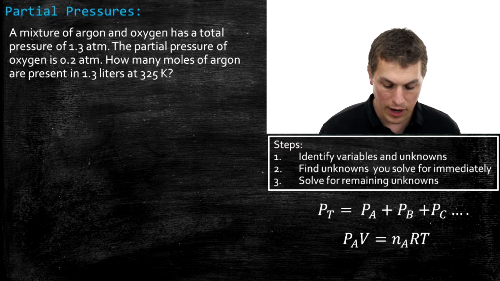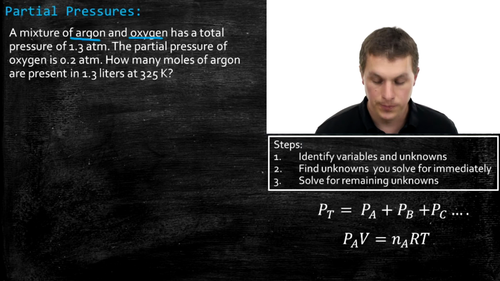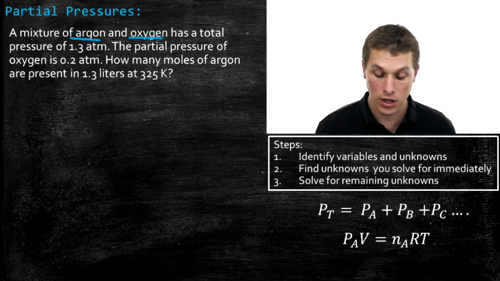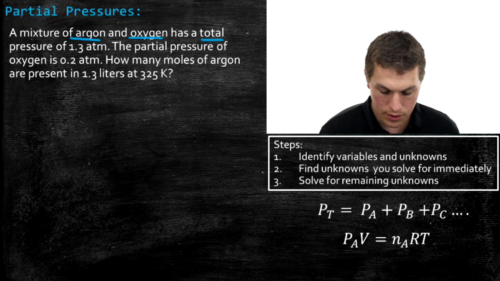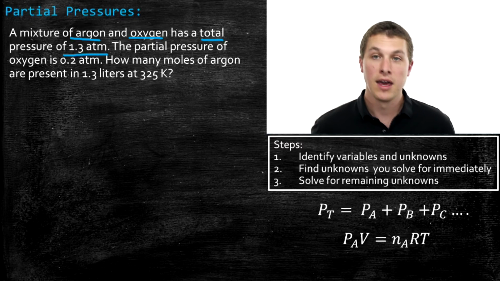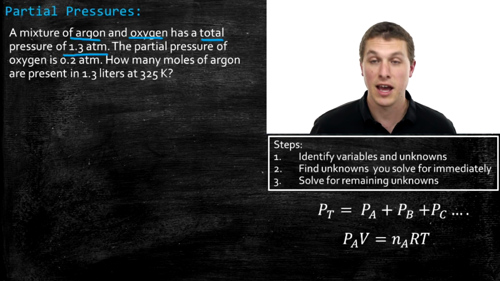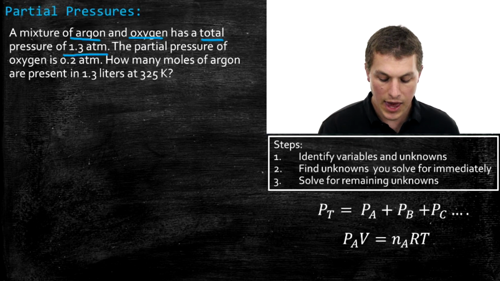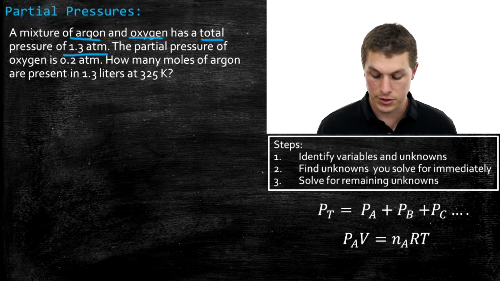So as we read through the problem, we're told that there's a mixture of argon and of oxygen. So this is telling us that we have a box with gas in it, and it's just argon and oxygen. And we're told that there's a total pressure of 1.3 atm. And that's a good key right there that we're going to be using our partial pressure equations. Anytime they talk about mixtures of gases and total pressure, we're probably going to be using our partial pressure equations. And it also tells us the partial pressure of oxygen, the volume, and the temperature.